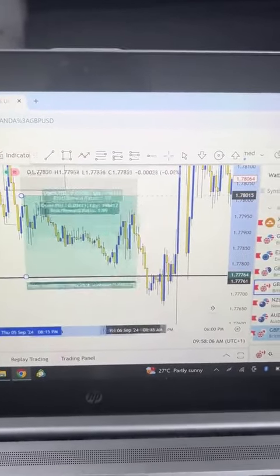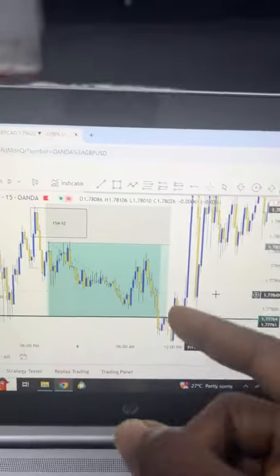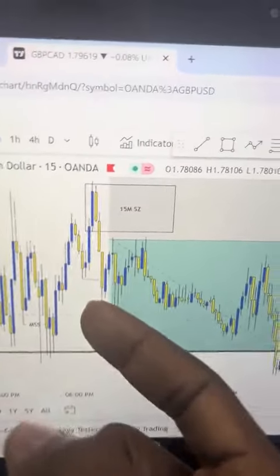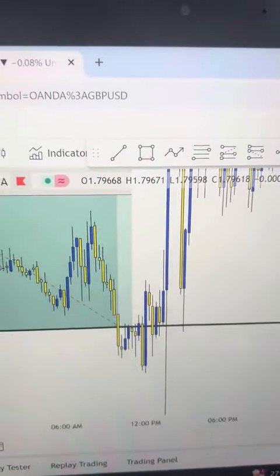What later happened? Even before the market reversed to the upside, we had already hit take profit. Why? This is a valid market structure shift because of these three candles. 1, 2, 3. So we later changed direction from this region. We changed direction.